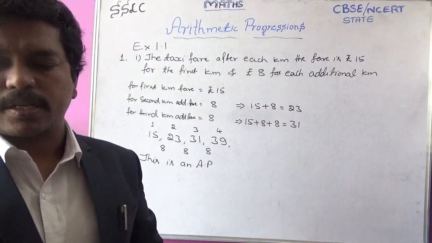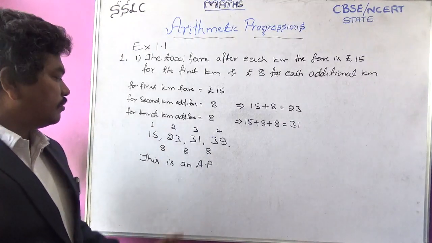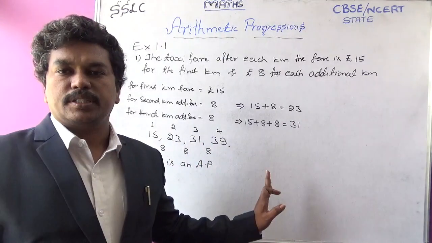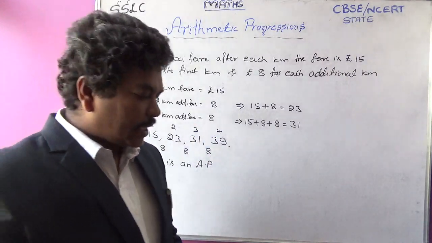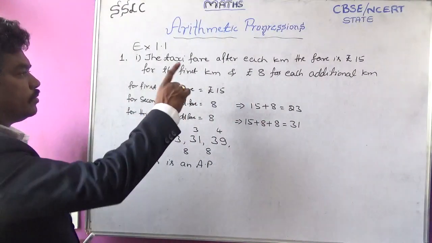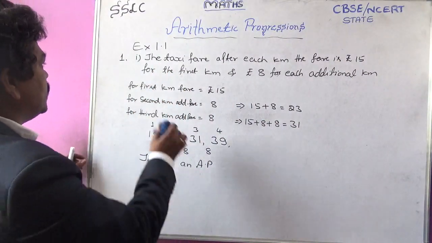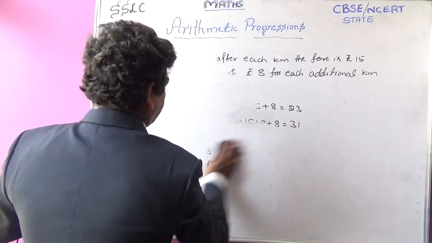So they have to ask, is this an arithmetic progression or not? So the list of numbers are involved under arithmetic progression. So we say that this is an arithmetic progression. So then, now coming to the next one. So you have to find out each pair like this. Now we are coming to the next problem, the second one.